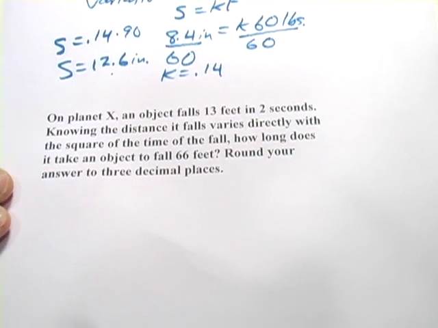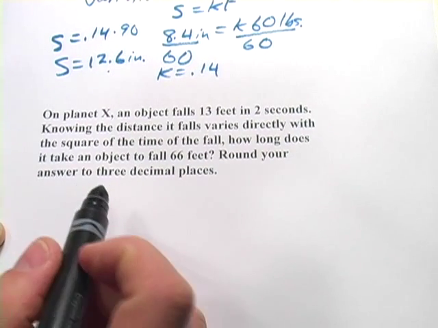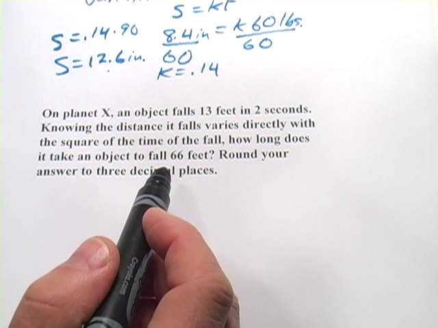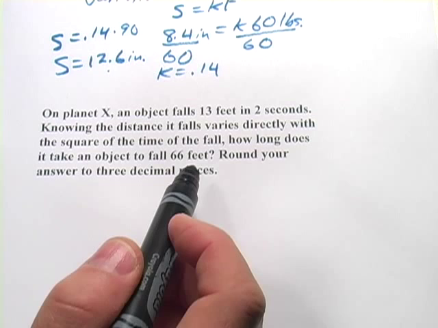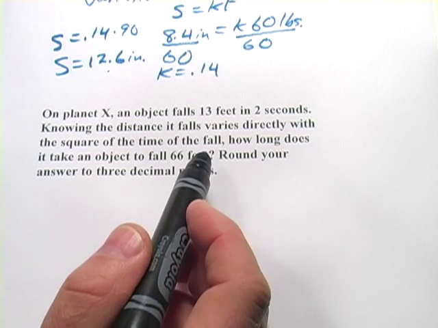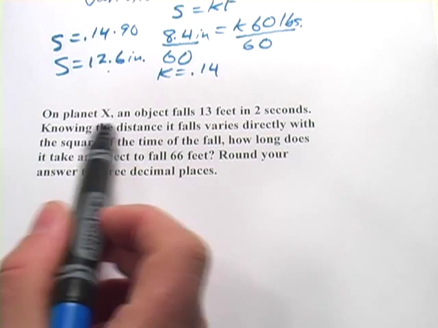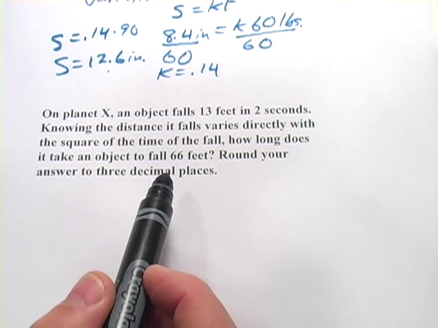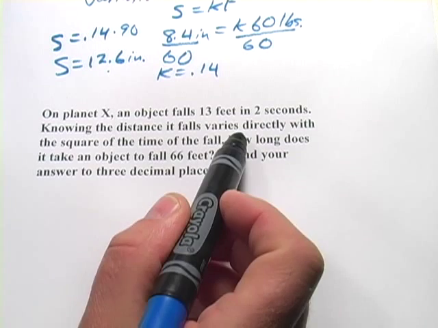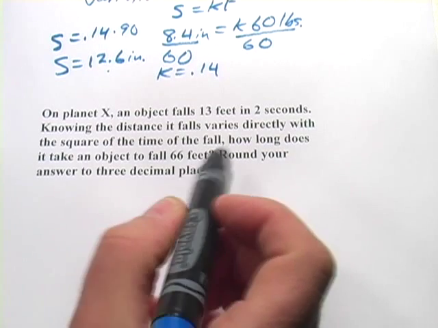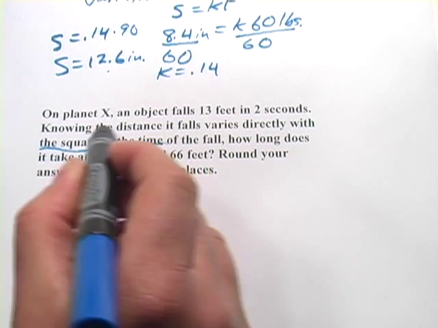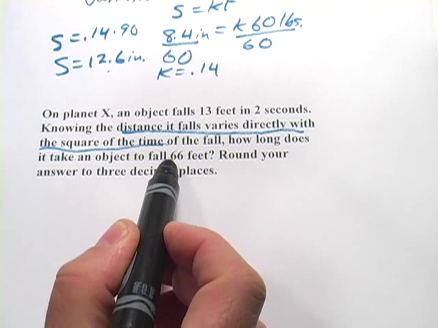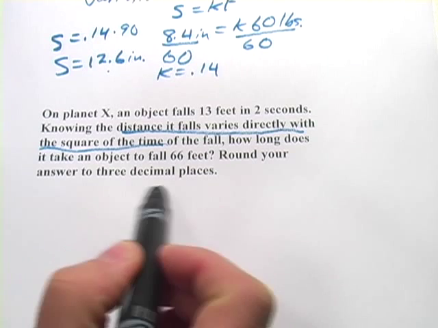This one is also a direct variation, but it's a little bit different because it's a direct variation squared. And you'll see this a lot with problems about gravity, how fast things fall or how long it takes things to fall. This one says, on planet X, an object falls 13 feet in 2 seconds. Knowing that the distance it falls varies directly with the square of the time, and there is our formula. How long does it take an object to fall 66 feet? They want us to round to 3 decimal places.